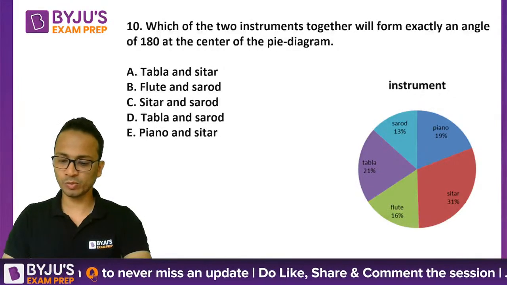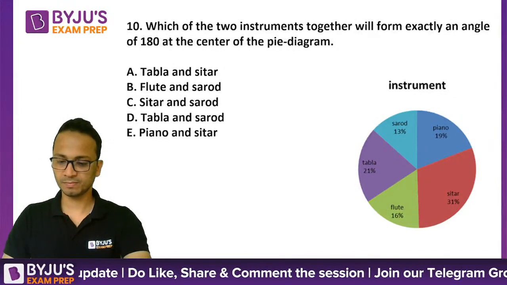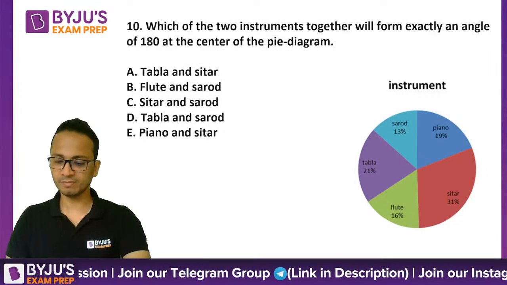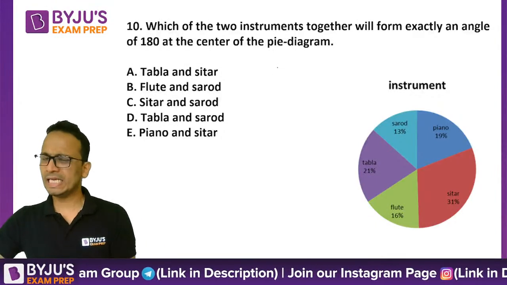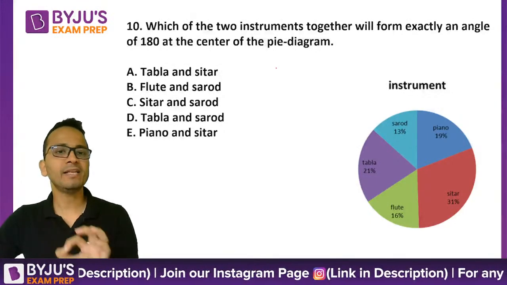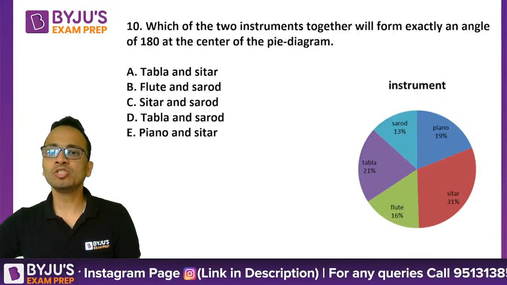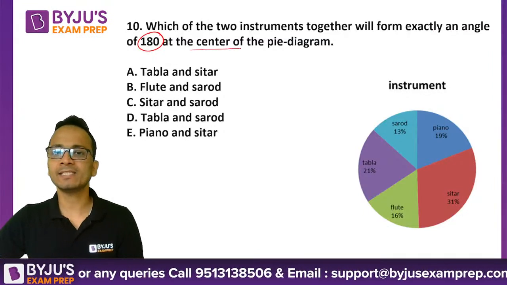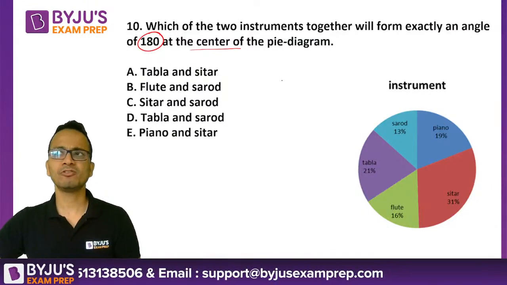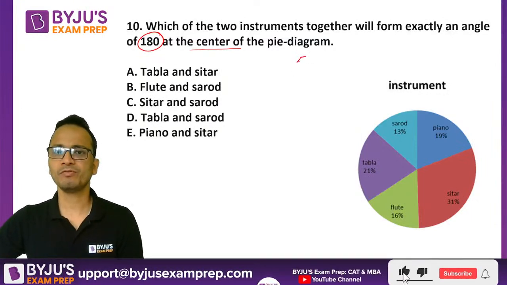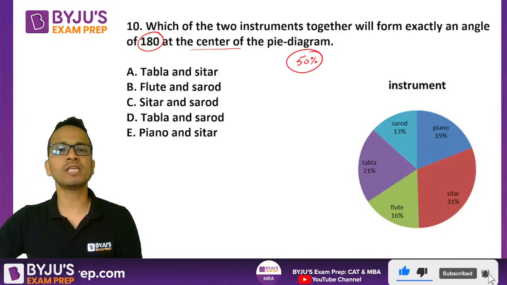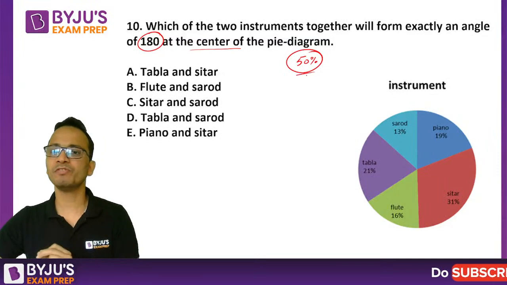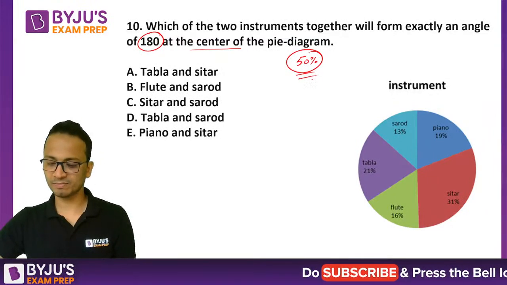Okay, yes, any answer for this one? All right, option E, most of you are saying. Again, a question of not more than 10 seconds. Which of the two instruments together will form exactly an angle of 180 degrees at the center? Now 180 degrees is what percentage of 360 degrees? 50%. So we have to select two instruments whose percentage breakup sums to 50%. That's it.